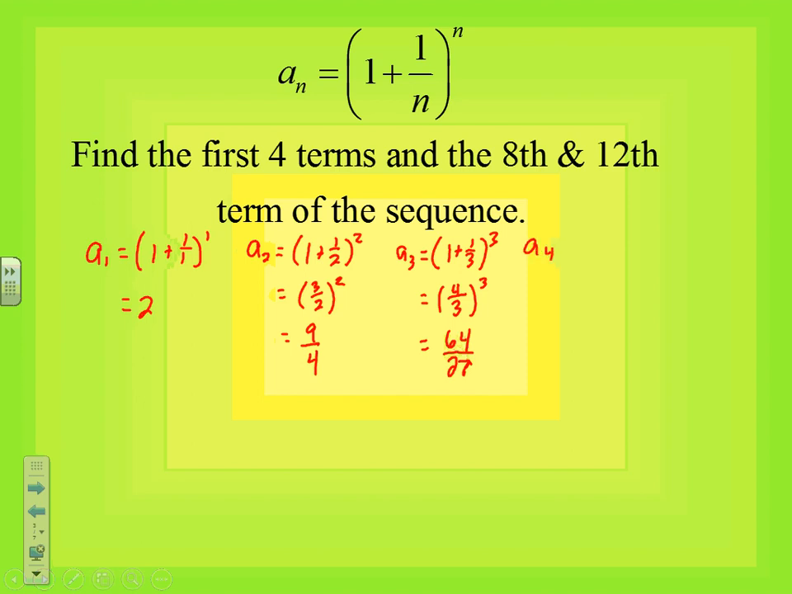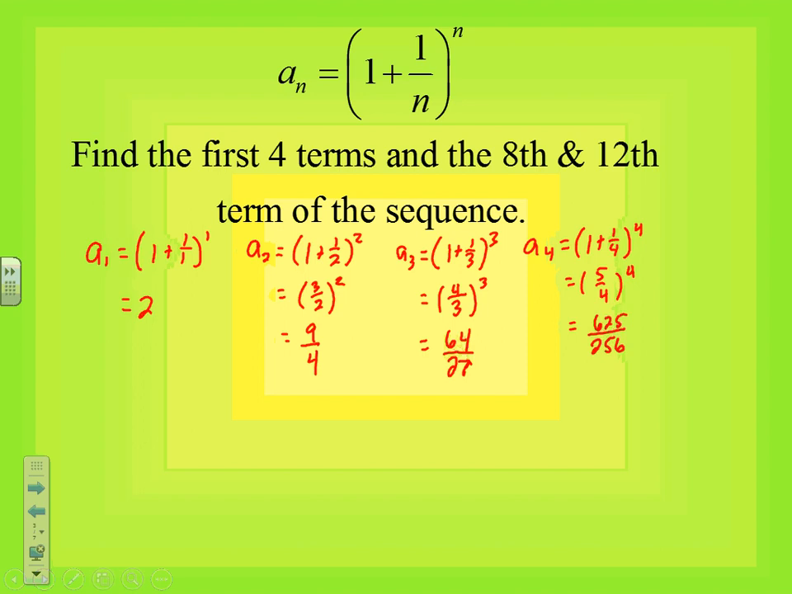So A of 4, 1 plus 1 over 4 to the 4th power. Well, in the parentheses, 1 plus 1/4 is 5 over 4. And I'm taking that and raising it to the 4th power. And you're going to see pretty quickly these numbers start to get big because the number in the exponent gets bigger. So 5 to the 4th power is 625, and 4 to the 4th power is 256, and that fraction doesn't simplify.